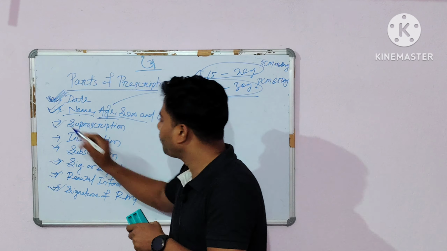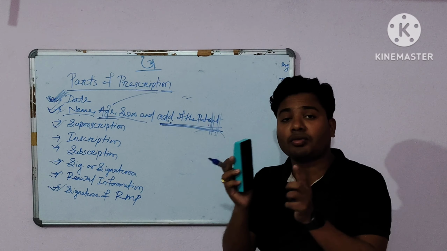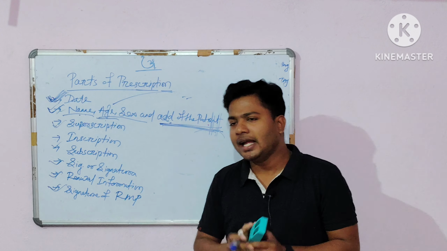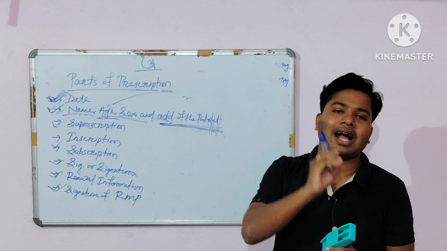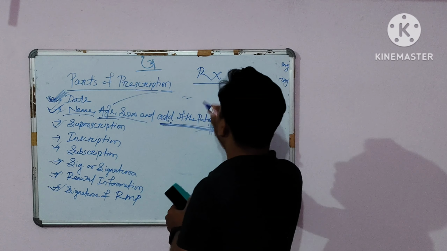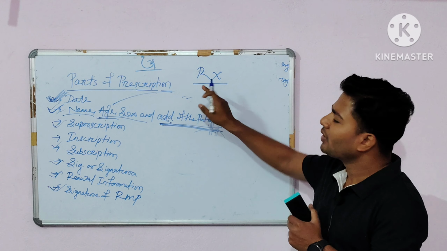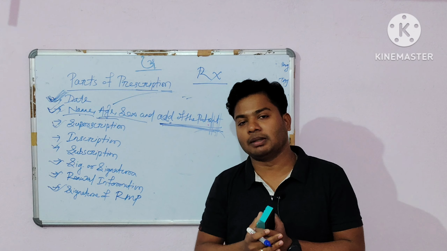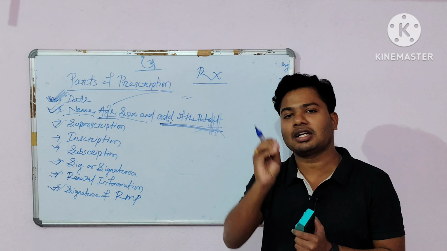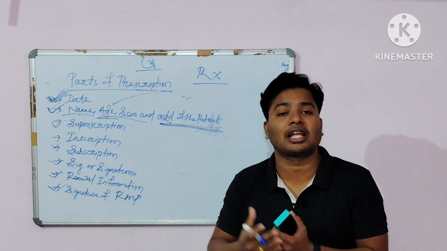Next one is the superscription. So what do you mean by superscription, or what is the importance of the superscription in the prescription? The superscription is completely dependent upon the Rx symbol. Okay, which symbol? Rx symbol. Clear? So all of you mark that before prescribing the medicine, the physician first writes the Rx symbol. After writing the Rx symbol, then he starts writing the medicine.